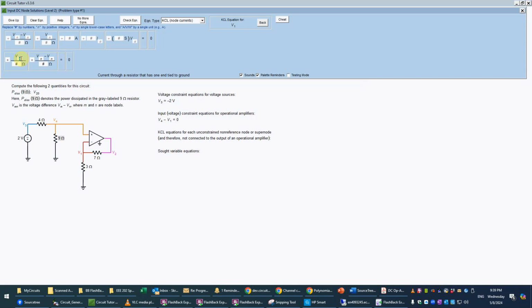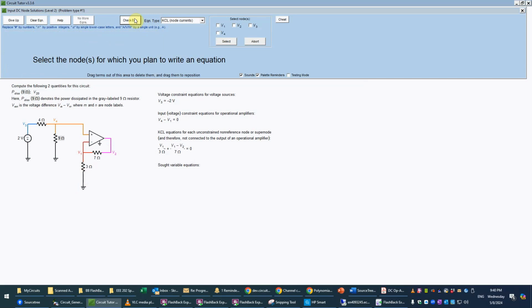So I'm going to have V1 divided by 3 is the current going down here. And then the current going from V1 to V2 is going to be V1, of course, minus V2 divided by the corresponding resistance of 7 ohms. So I just fill that blank in, and we'll check that equation. And it is correct. Now, as we said, we cannot write a KCL equation for node 2, and if we try, it'll just give us an error, so I'm not going to do that.